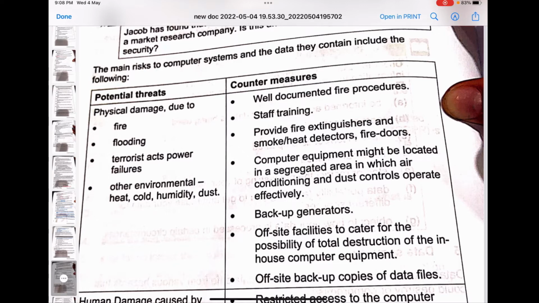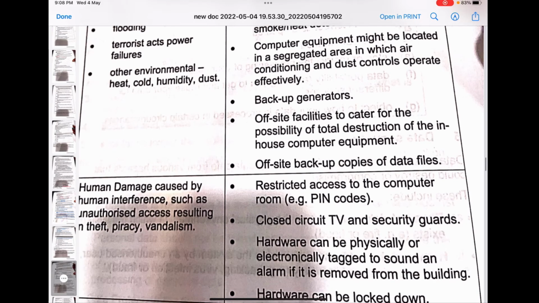Computer equipment might be located in a segregated area in which air conditioning and dust controls are operated effectively. There are backup generators, and off-site facilities where we can have some backup to cater for the possibility of total destruction of the in-house computer equipment. Off-site backup copies of data files.